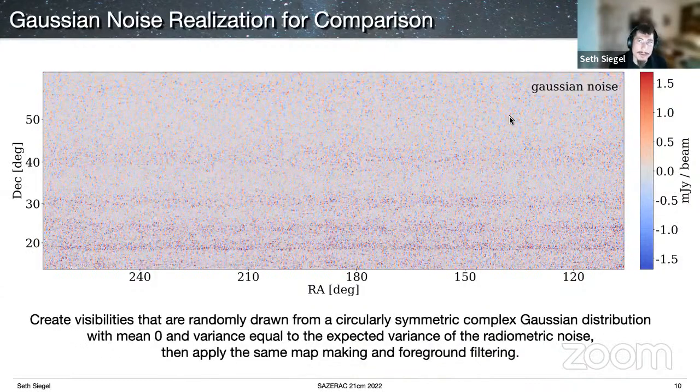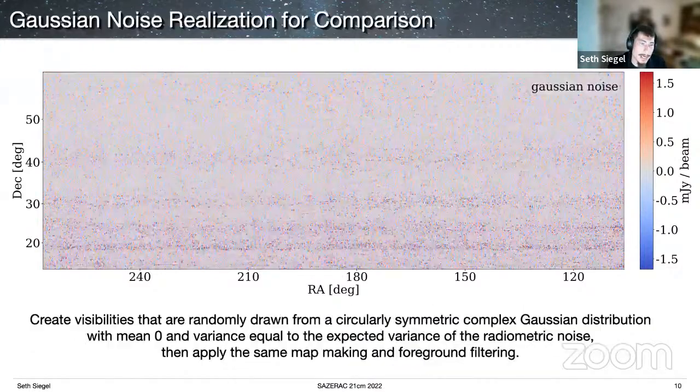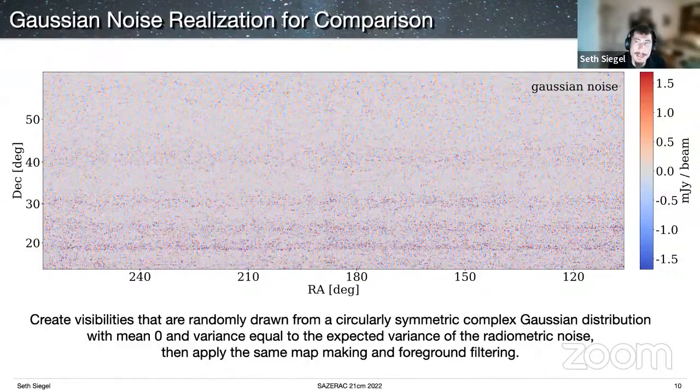We can compare to a Gaussian noise realization that has variance equal to our expected radiometric noise. Flipping back and forth, you can see we're getting down to the radiometric noise limit for a large fraction of the field. The horizontal lines where we see excess noise correspond to declinations where our beam response is low due to destructive interference from multipath.